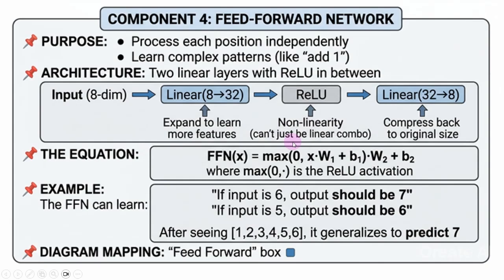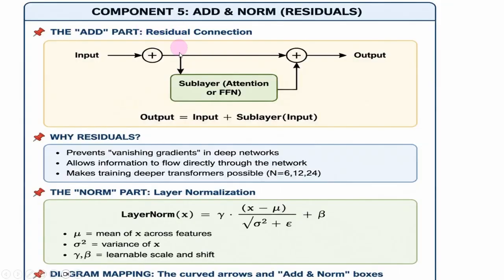The equation is shown here. The feed-forward network of X is computed by first multiplying X by W1 and adding B1. Then a ReLU activation is applied, which takes the maximum of 0 and the result. Finally, the output is multiplied by W2 and B2 is added. The ReLU activation, max with 0, introduces nonlinearity, which is essential because without it, the whole network would just be a big linear transformation.